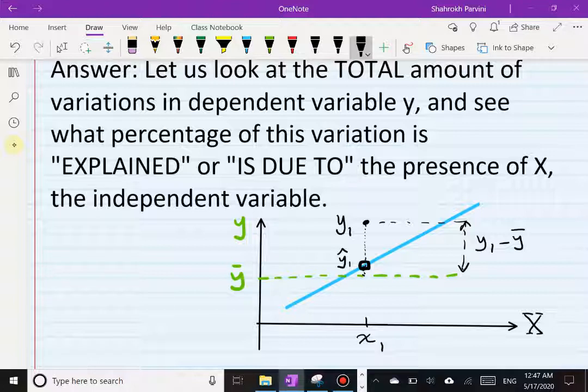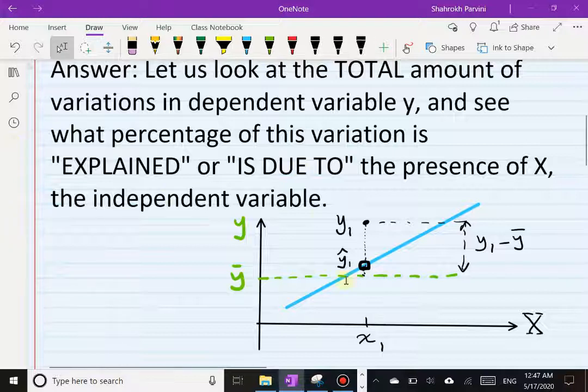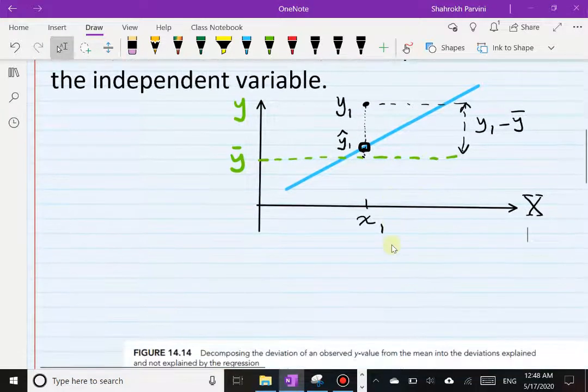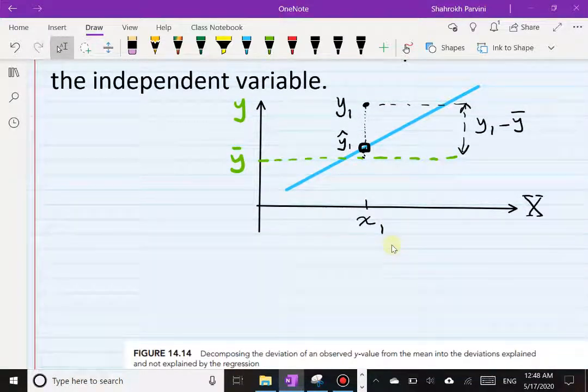So as you can see, we can partition the distance y1 minus y bar, from the observation to the total mean of all y's, into two pieces. That's the partitioning of the deviation. Notice how little this part is. This distance from y hat 1 to y bar is what we're going to call the explained variation. Let me make up a numerical example for you, and that's going to help put things in perspective.